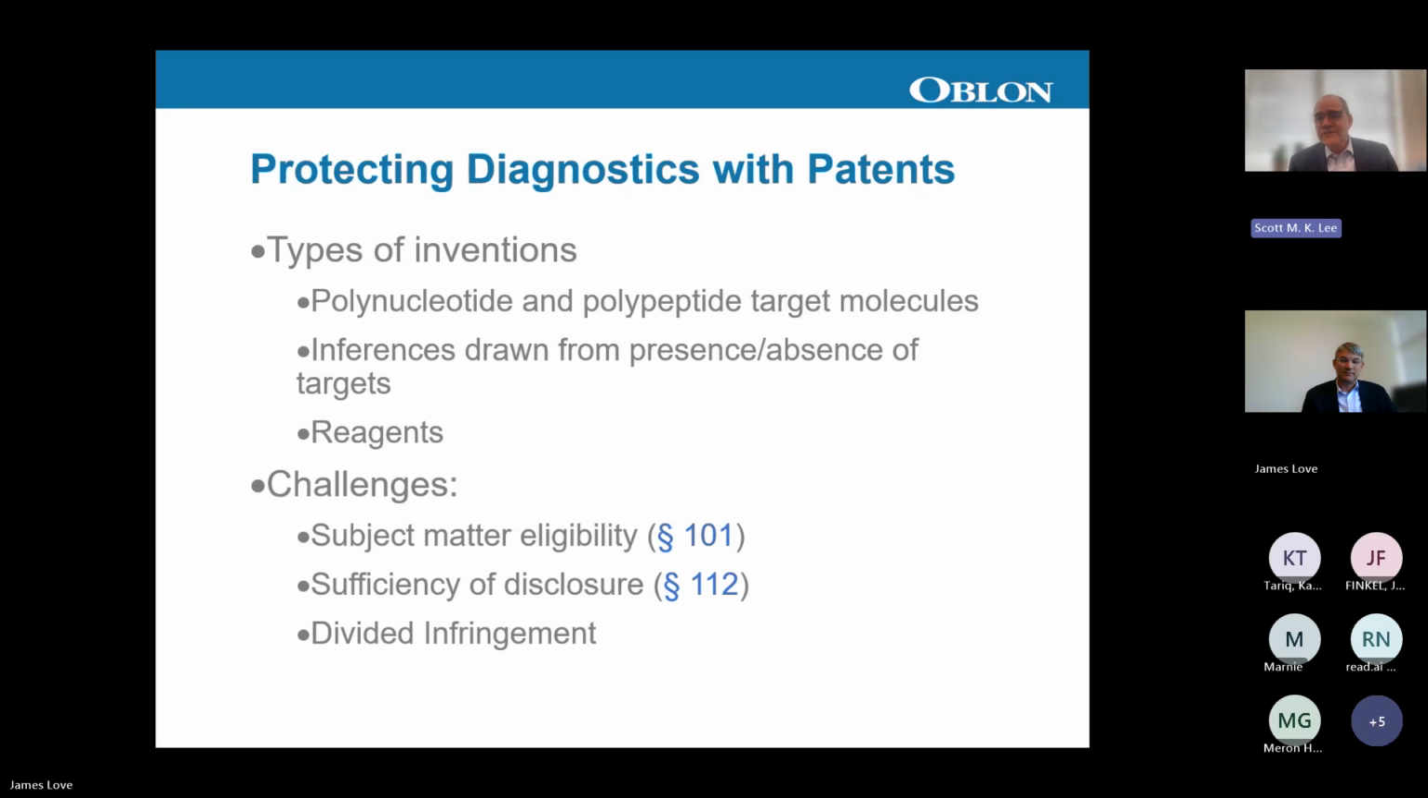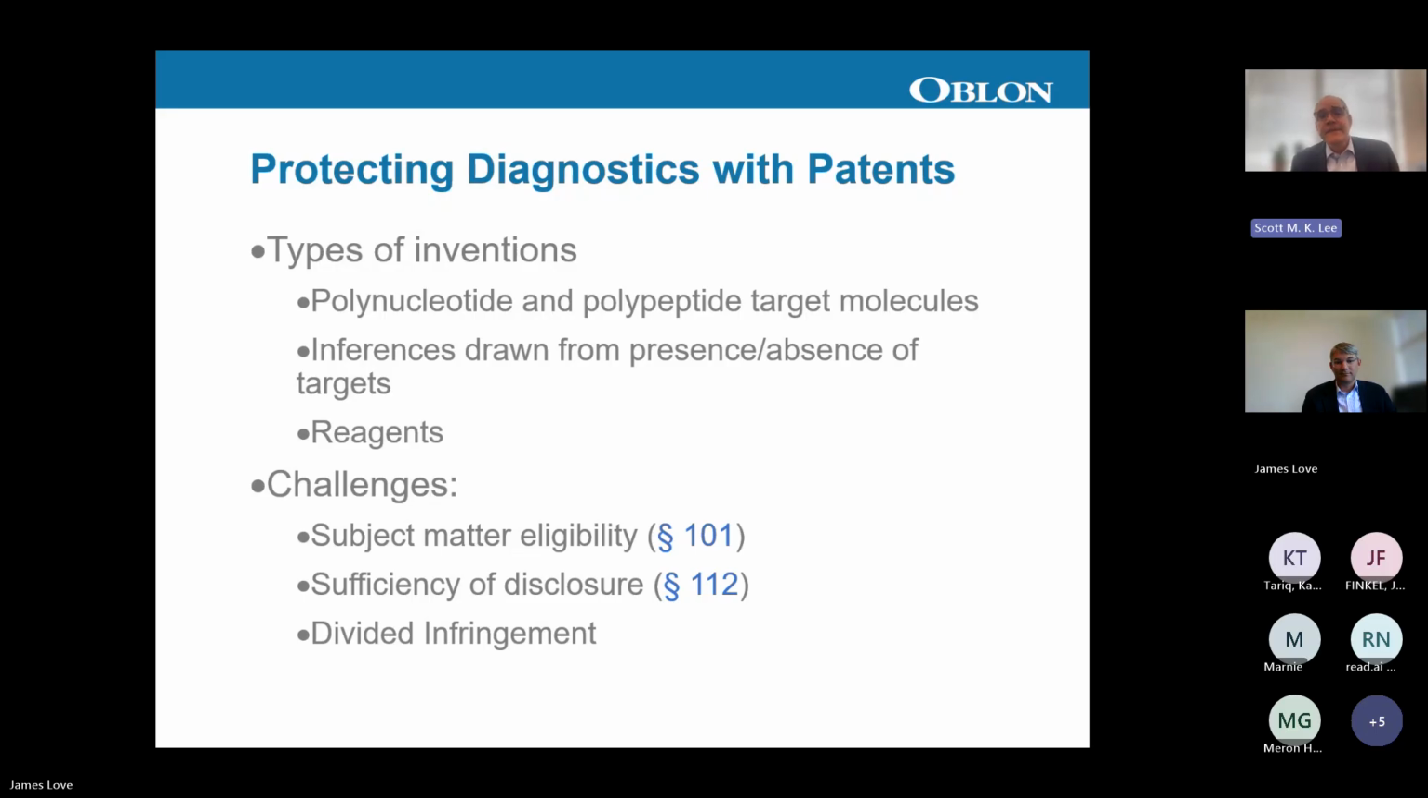The law has shifted a lot since then, so now it's nearly impossible to get a patent on something as broad as what I just described. But there are lots of other ways we can do it by focusing on particular aspects of the invention, particular tools or reagents that are used for the invention.